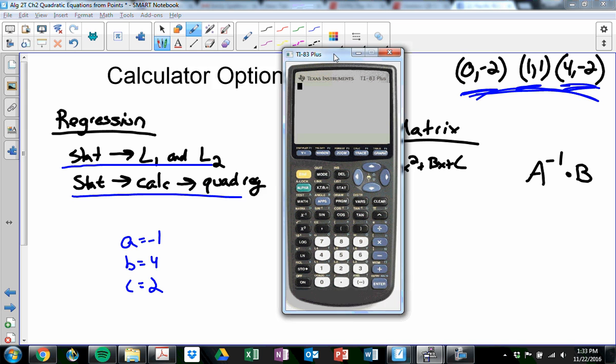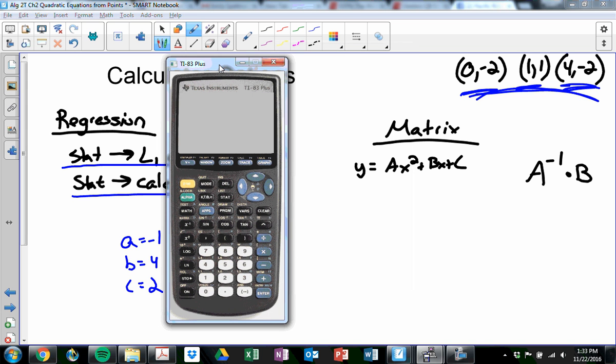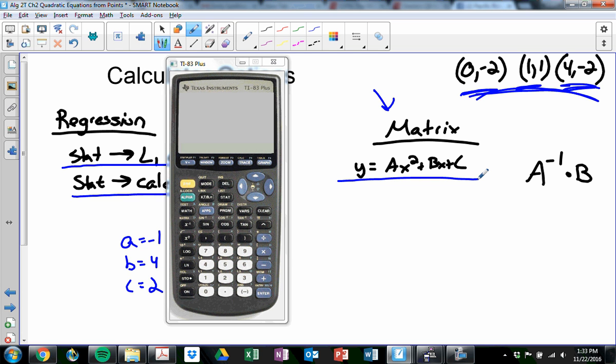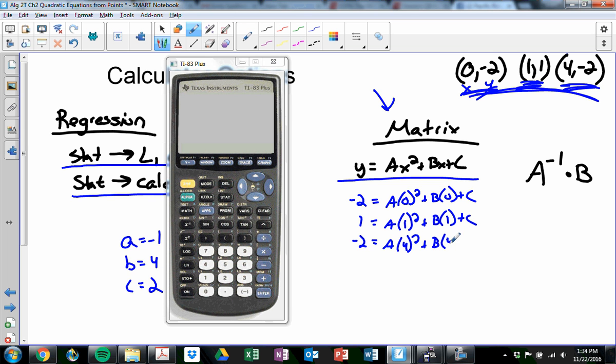The other option, and this is a little bit more involved in some ways, is to use matrices. So I'll show the matrix method over here. I take the equation y equals ax squared plus bx plus c, and I plug in my x and y values 3 times. So negative 2 equals a times 0 squared plus b times 0 plus c. Then 1 is going to equal a times 1 squared plus b times 1 plus c. So I'm plugging these in for x. And then negative 2 equals a times 4 squared plus b times 4 plus c.